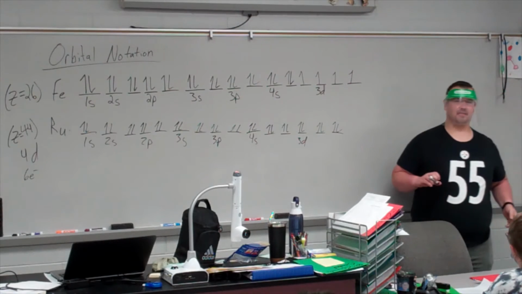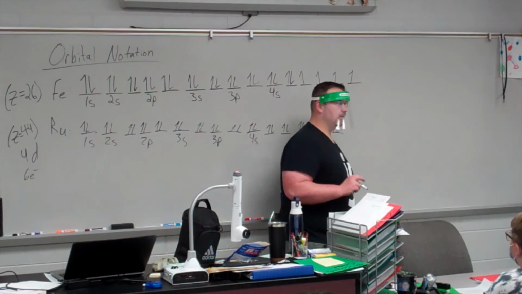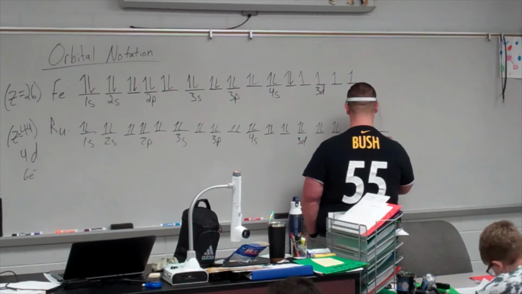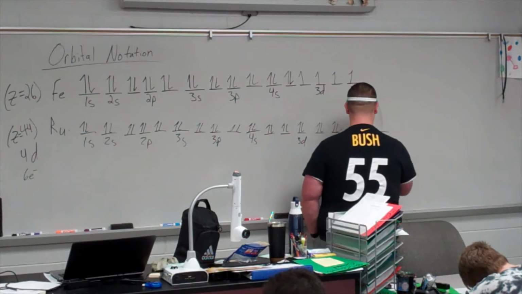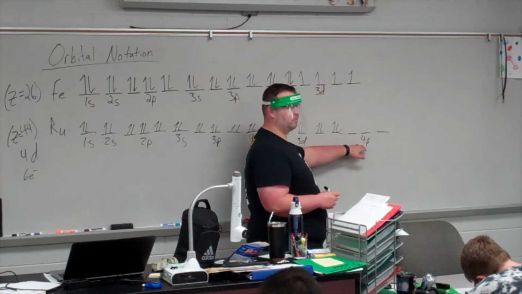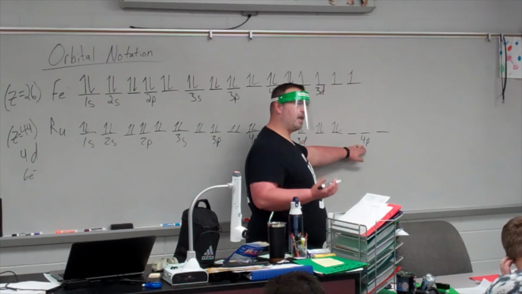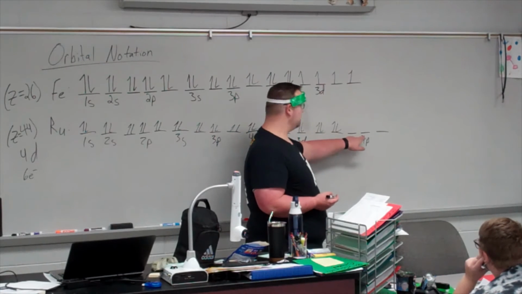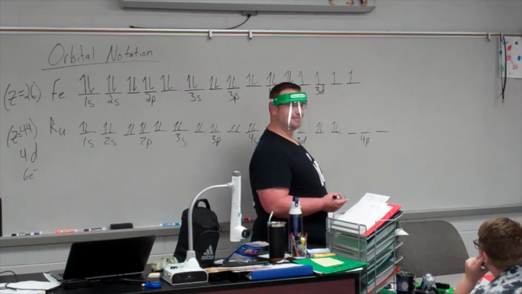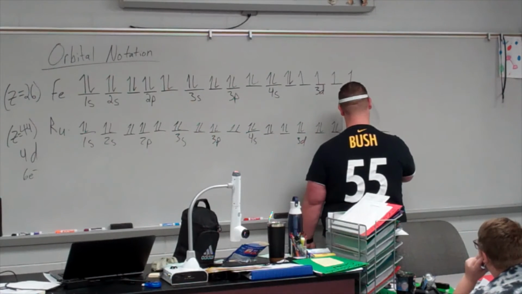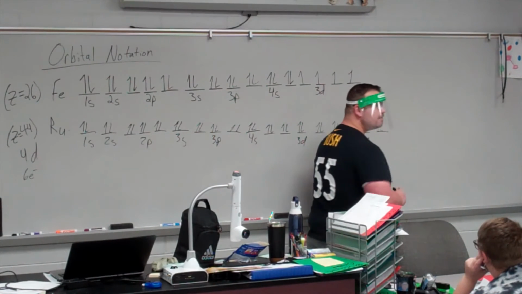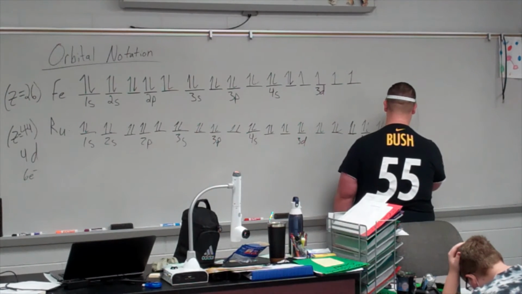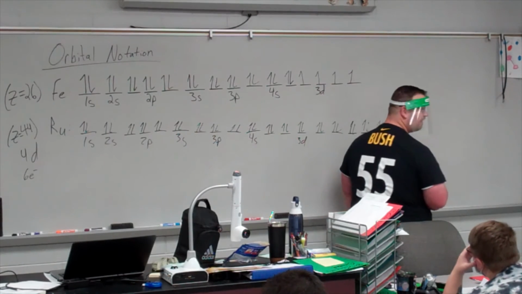Okay, what comes after 3D? 4S. How many underscores? 1, 2, 3. But shouldn't there be 4? We're in the fourth energy level. Shouldn't there be 4 underscores? Why? Doesn't the number tell you how many underscores? What tells you how many underscores? The letter. Oh, thanks. After 4P? 5S. It's full. What about after 5S?